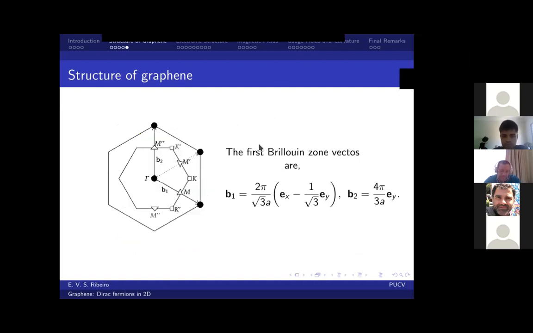So we also have here the first Brillouin zone, which will be generated by these two vectors. Here we have the symmetry points of the Brillouin zone. We are really interested here in this K point and this K prime point, which we'll see what they are.